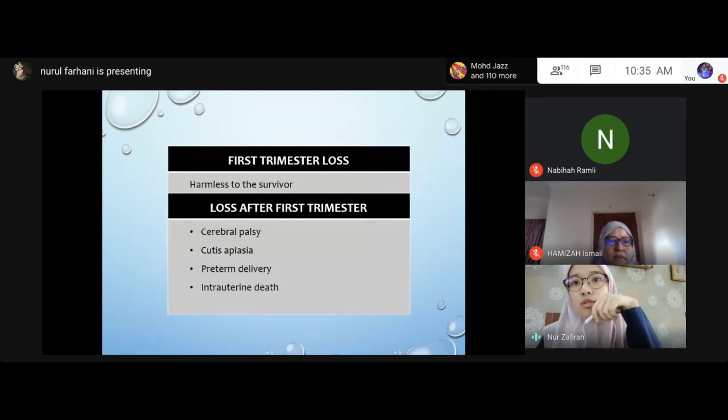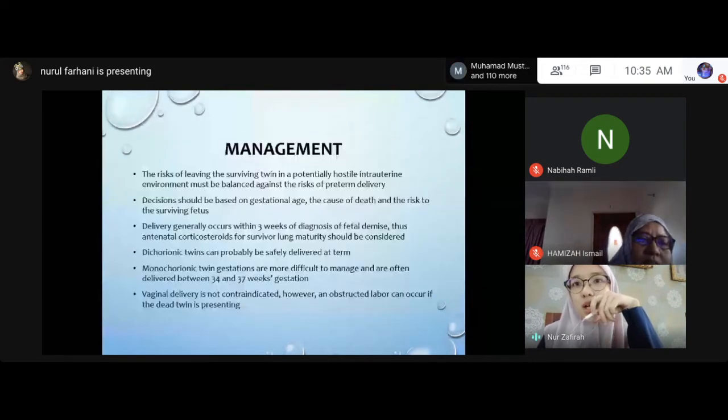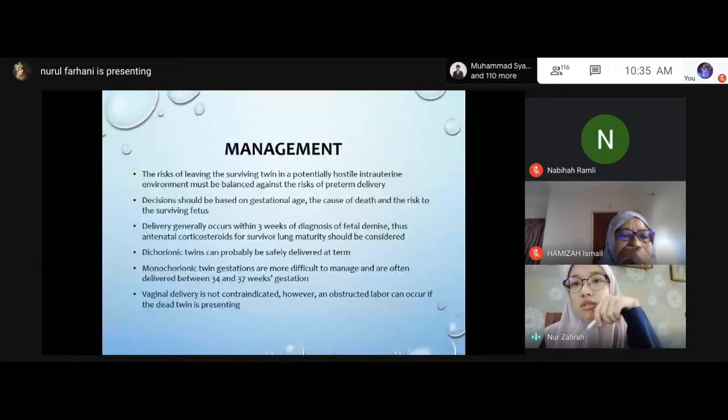So next is the management for surviving twins. As I mentioned before, if there is a risk of leaving the surviving twin in a hostile intrauterine environment, we need to balance it against the risk of preterm delivery. If we can prolong the pregnancy, we should consider giving corticosteroids for lung maturity.